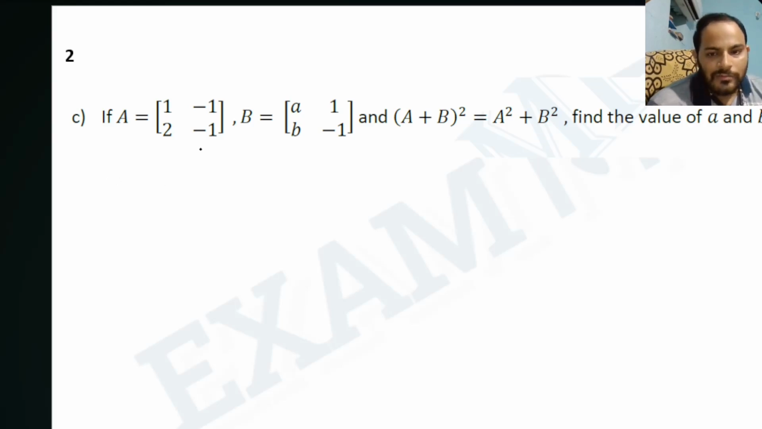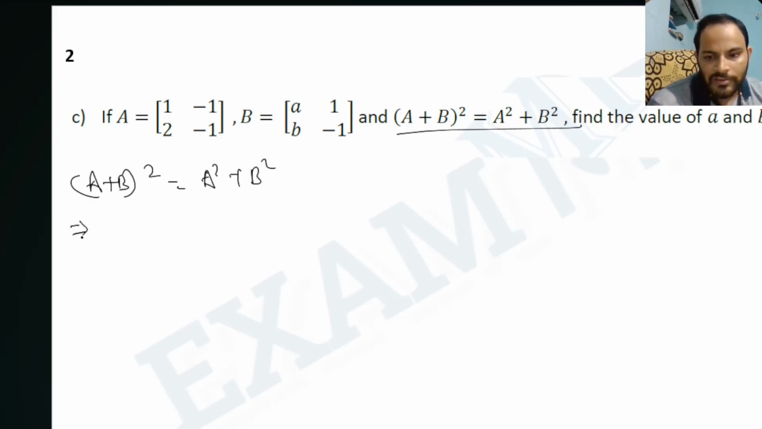So the values of the two matrices are given. What is more, it is given that (A plus B) whole square is equal to A square plus B square. So let's begin with this statement. (A plus B) whole square is A square plus B square. And what does this mean? This means (A plus B) into (A plus B) is equal to A square plus B square.